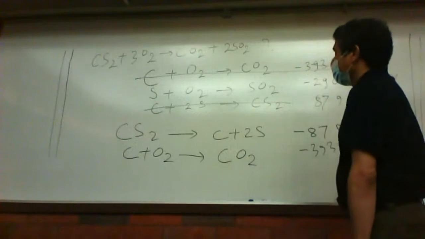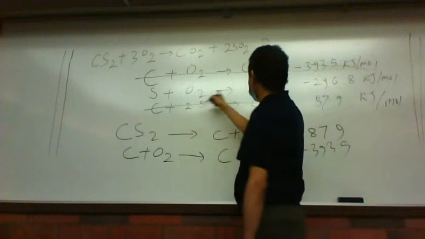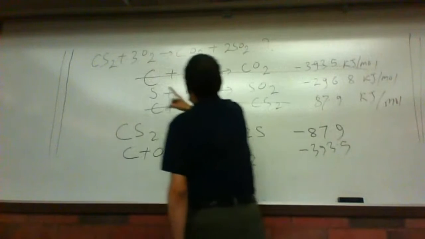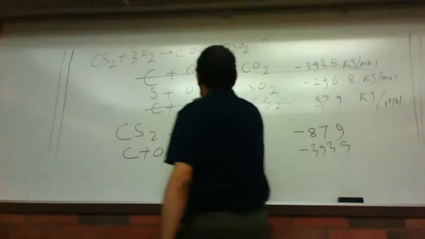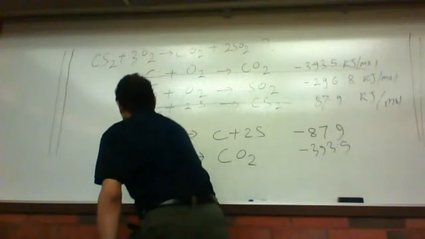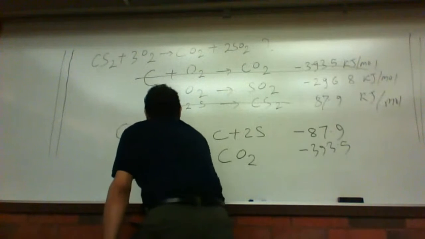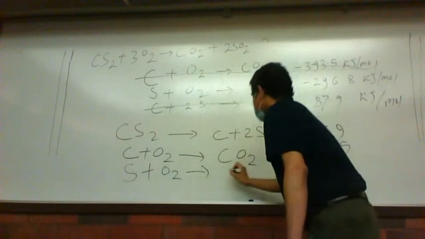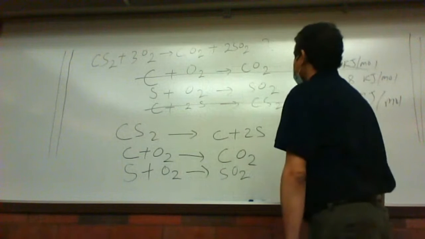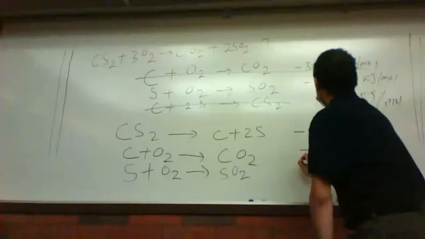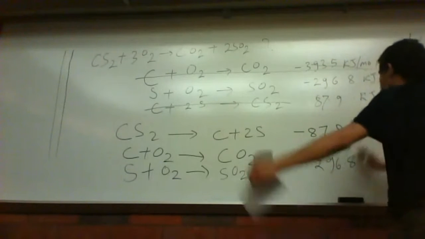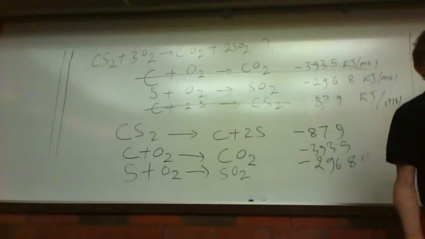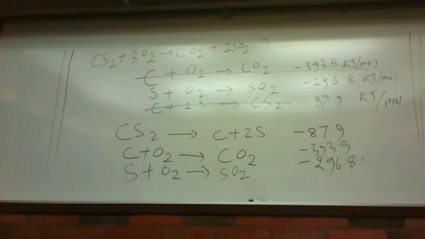Now, what do I need in the left side? I need oxygen in the left side, so I just write that as it is. I need sulfur dioxide this way: sulfur plus oxygen gives sulfur dioxide. I didn't flip this one, so the heat is still 296.8 kilojoule, all kilojoule per mole. Make sense? I'm just trying to find that reaction, what it wants to find, right?